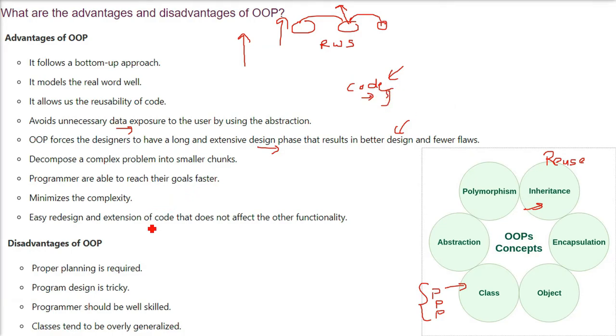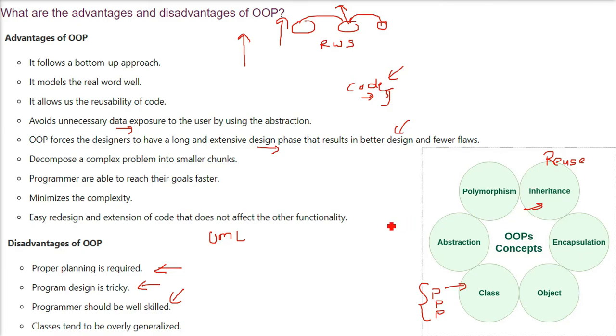The disadvantages of OOPS: first of all, proper planning and proper design are required. You cannot jump directly to programming as you were doing in C language. Program design is quite tricky. You need good designers, an understanding of UML, Unified Modeling Language, and the object-oriented programming constructs. Programmers should be well skilled because you need to know all the object-oriented concepts. Then only will you be able to do it.